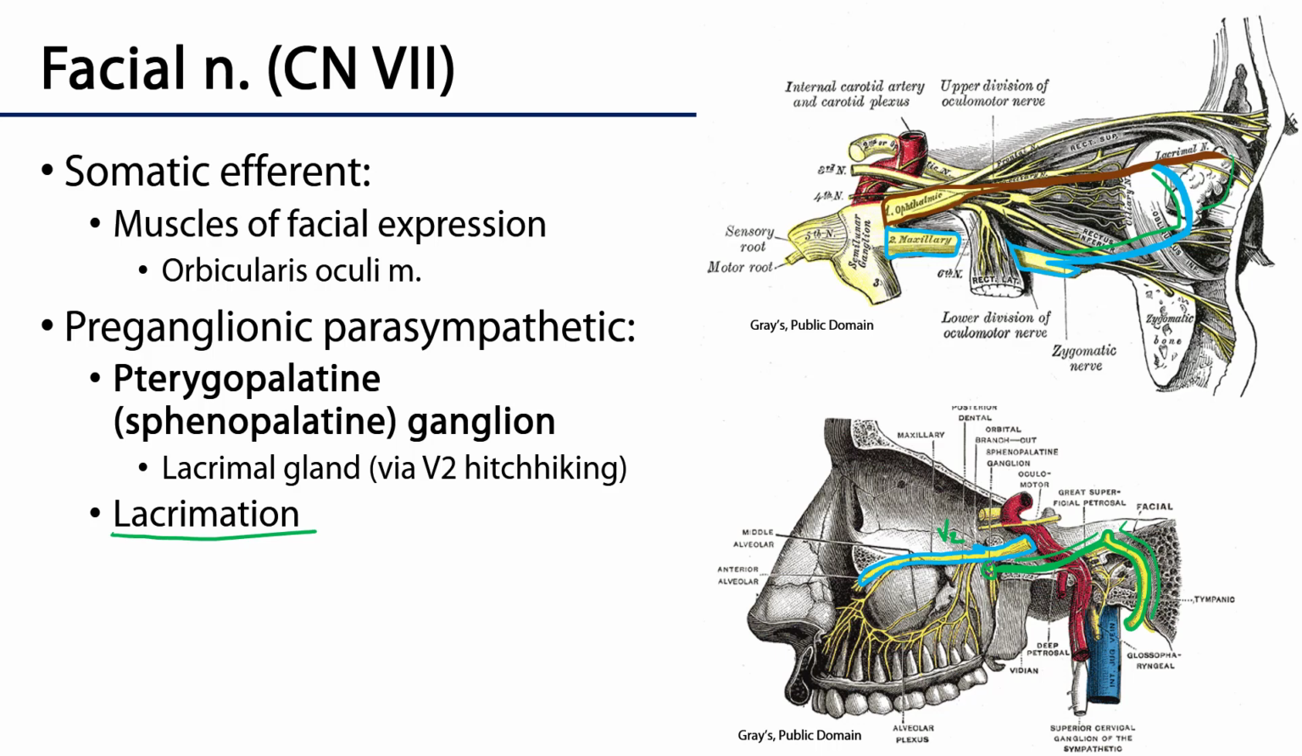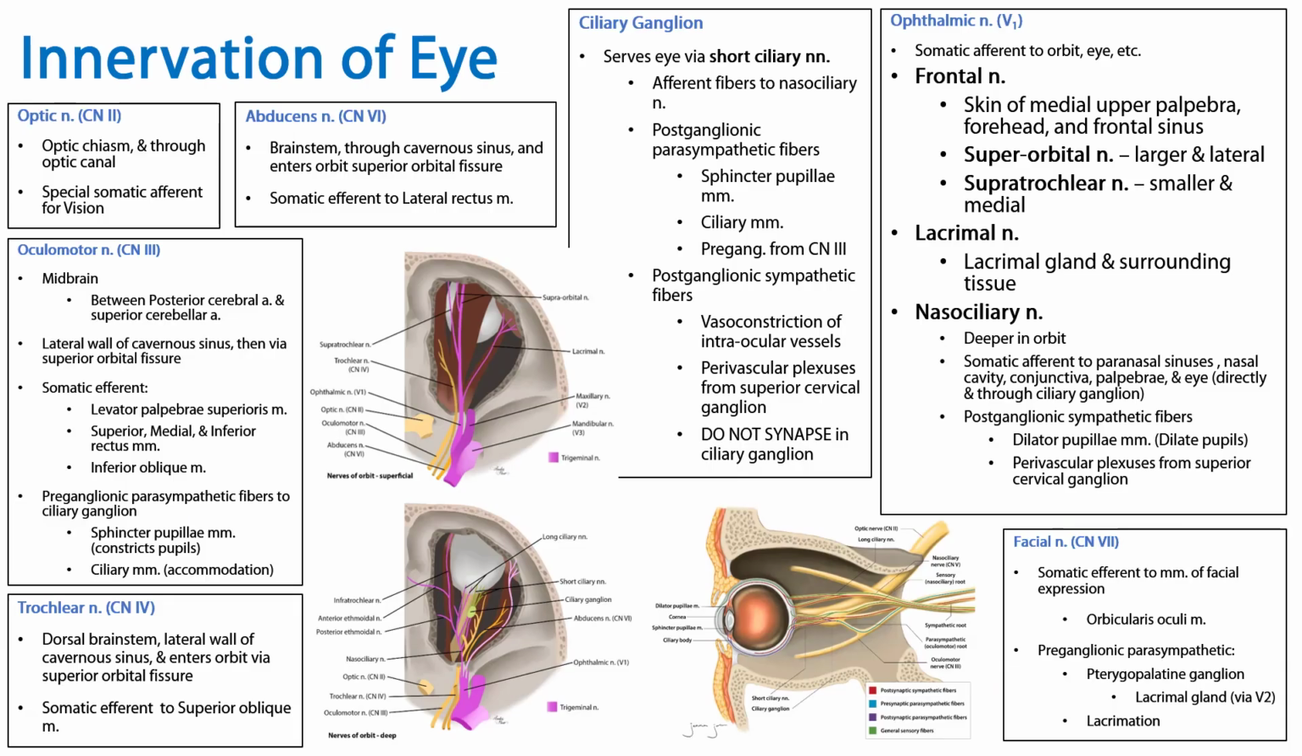The other mention that the facial nerve deserves in the context of this lab is that it is somatic efferent to the muscles of facial expression. That's probably why we call it the facial nerve. But specifically, it is going to innervate the orbicularis oculi muscle. That muscle that is going to sit anterior to the orbit and control the size and somewhat the shape of that palpebral fissure through which the eye gazes.